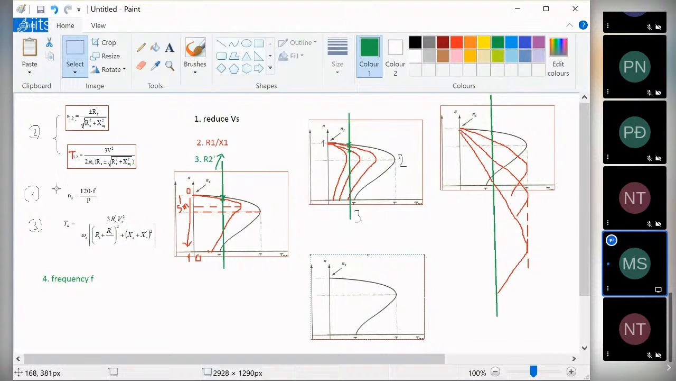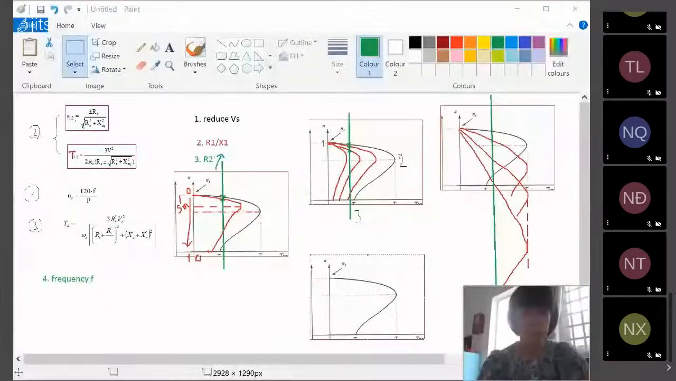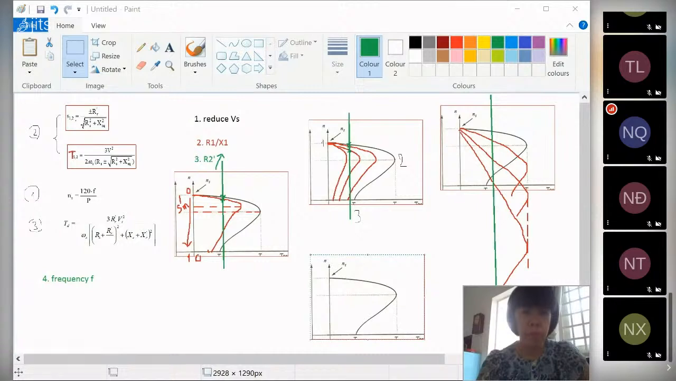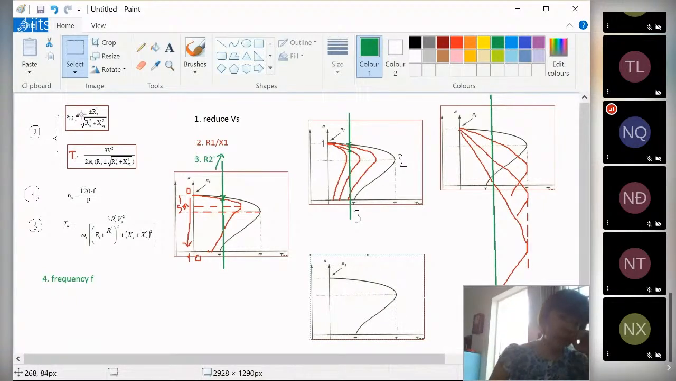Firstly, we can see the synchronous speed. If you reduce the frequency, or if you increase the frequency. First, let's consider when we increase the frequency. When the frequency is increased, the synchronous speed will be increased. How about the starting torque? It will decrease. Maximum torque? Also decrease. Very good. Maximum slip.